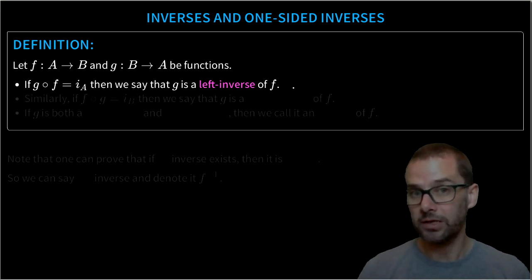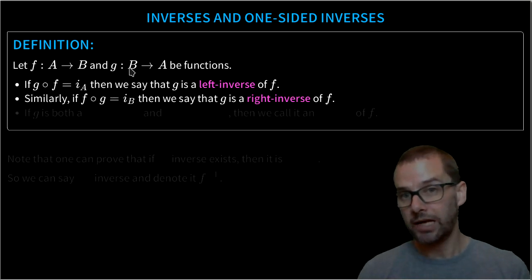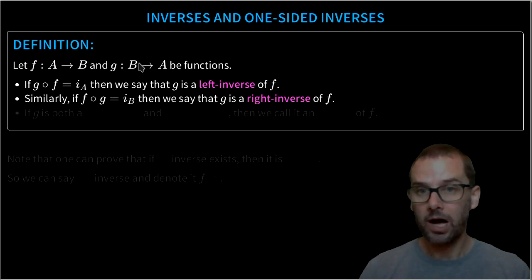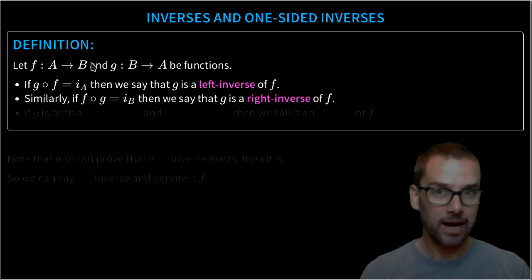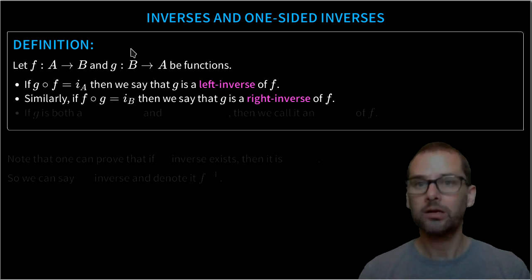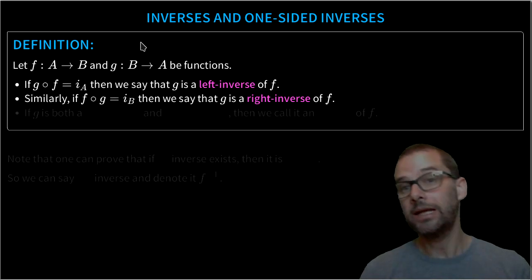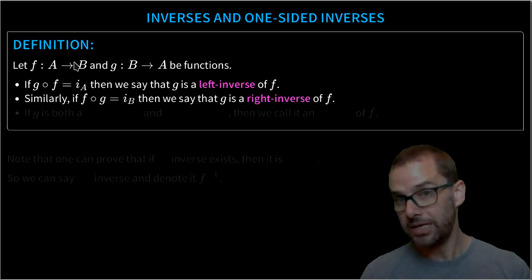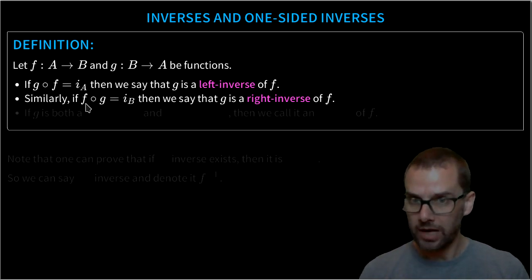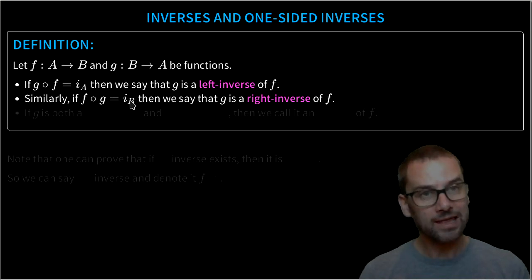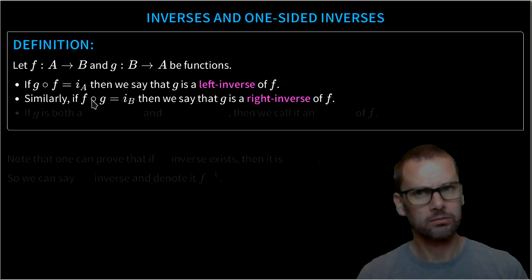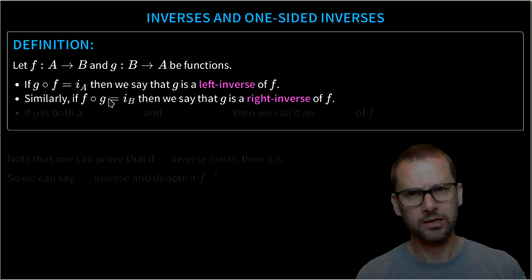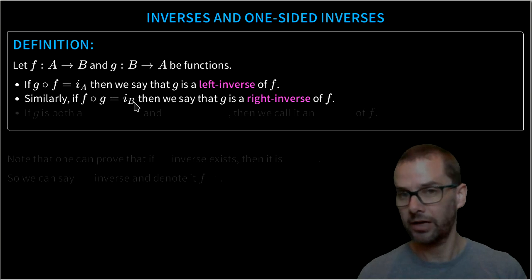Now similarly, if we do this the other way around, so we start here with an element of b, we apply g to it to get an element of a, then we apply f to take us back to b. So we start at b, go to a using g, and then back to b using f. So f of g, if that thing is the identity, so composing it the other way around, then we say that g is the right inverse of f because, well, as we write it down here, it's on the right-hand side of f rather than the left-hand side of f.